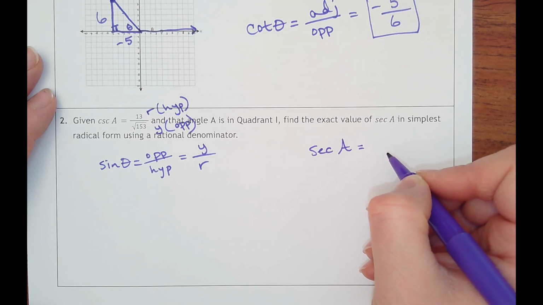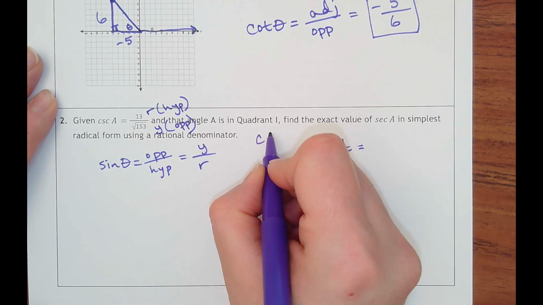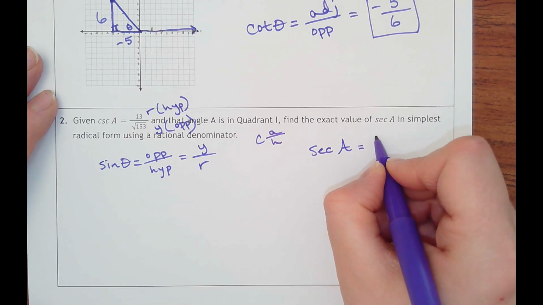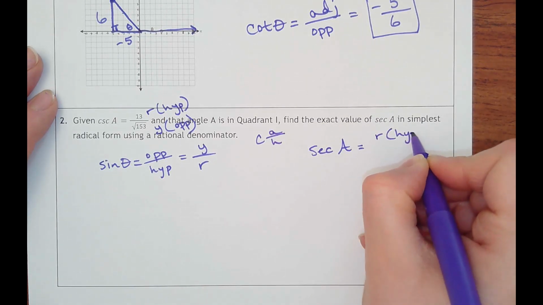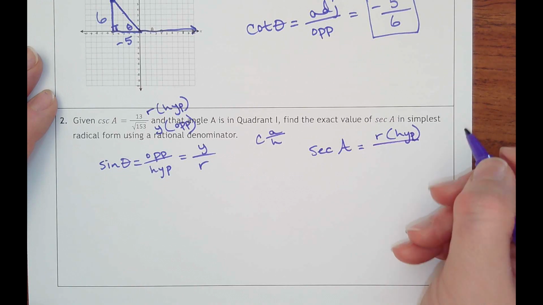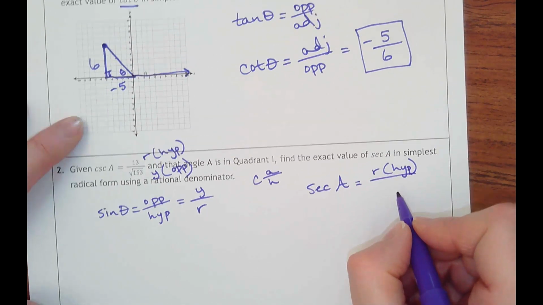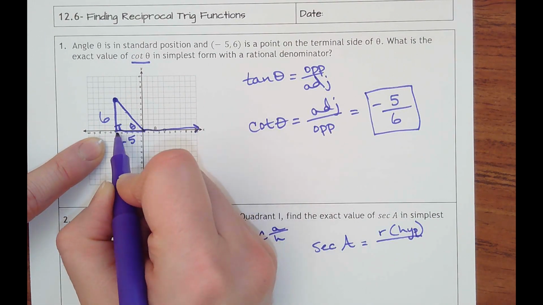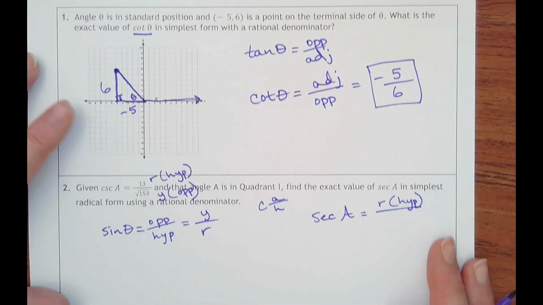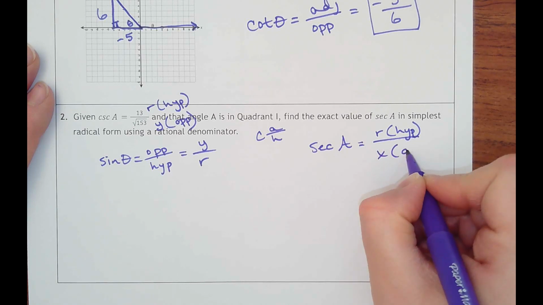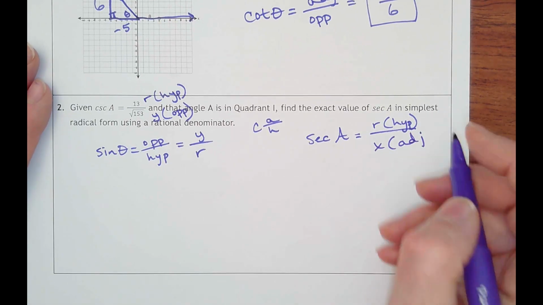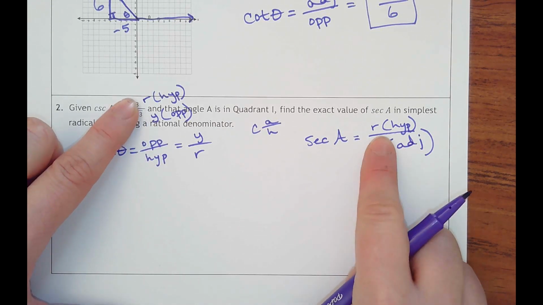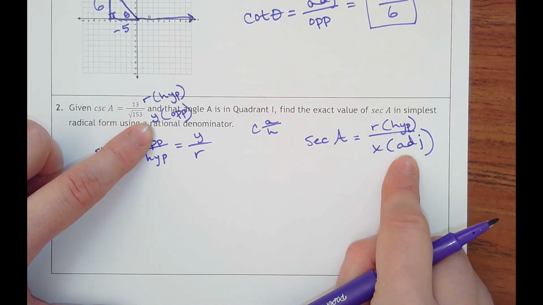Secant is the reciprocal of cosine. Cosine is usually adjacent over hypotenuse, so I'm going to have hypotenuse or r over the adjacent, which is always your x value. So anywhere I draw this reference angle, the x value is my adjacent leg. So if I look at what I'm given and what I need, I have the r, the hypotenuse, and I have the opposite, I just don't have the adjacent.